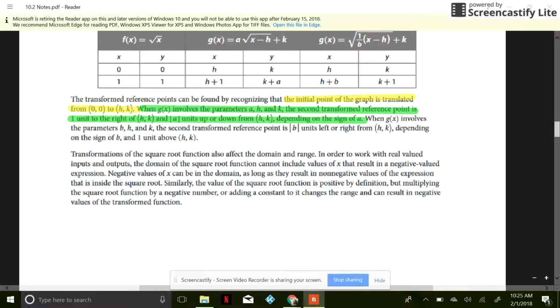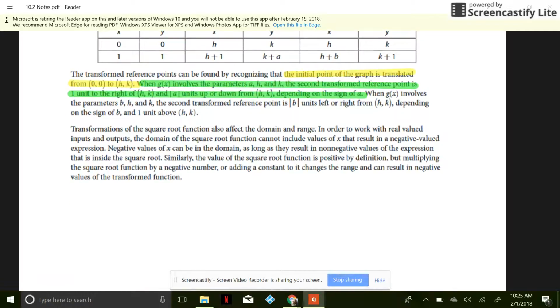So we know we're going to be moving to the right 1 spot. We want to see how we're changing vertically. That's going to tell us what our value of a is. If we're going up, that means a is going to be positive. If we're going down, a is going to be negative.